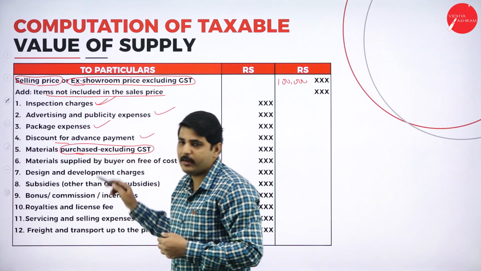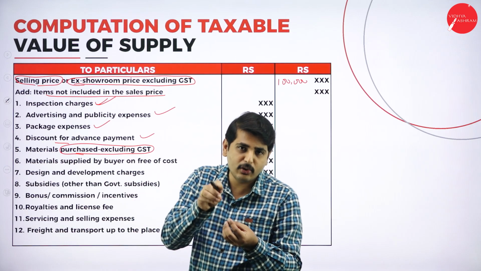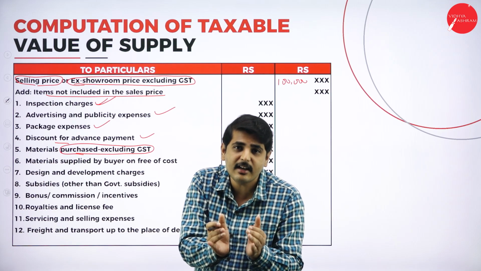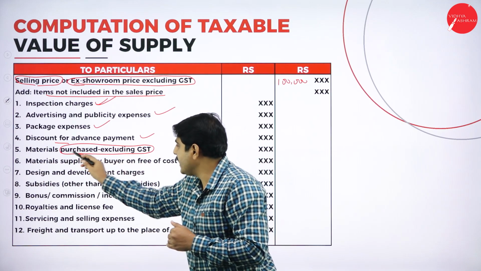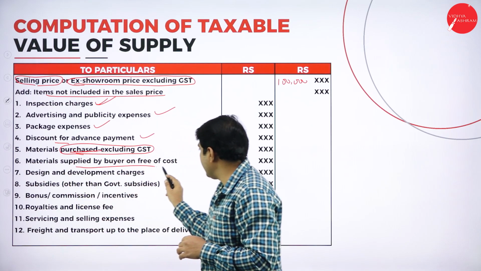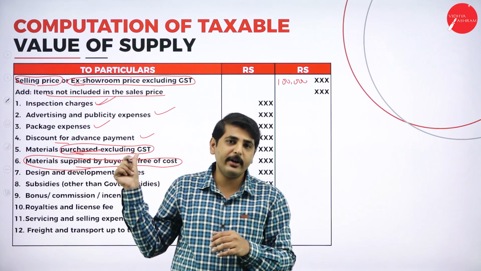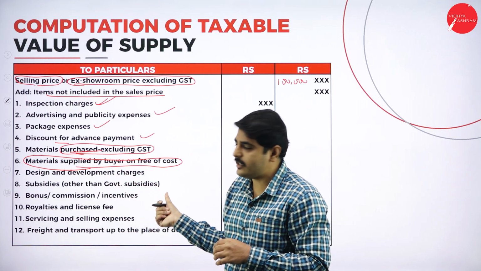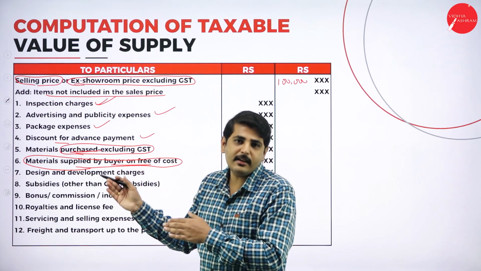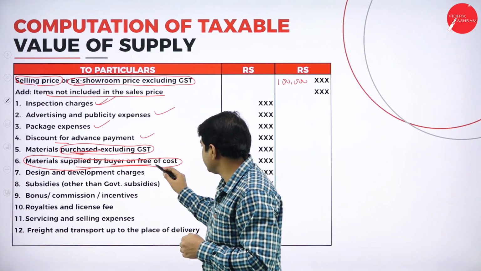For example, what do you mean by material purchased? Raw material purchased. If that raw material is inclusive of GST, we should leave out the GST. We should only consider the actual price of the material. Next one, material supplied by the buyer free of cost. Even though it is free of cost, while calculating GST we should consider that. The buyer means the recipient of the goods. If he supplies any materials or any other parts, then we should consider that also.